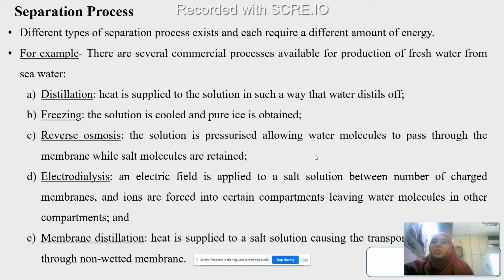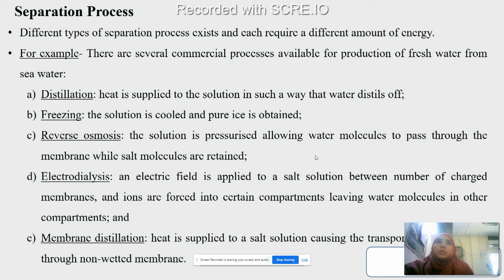Next, coming to separation processes. Different types of separation processes exist and each requires a different amount of energy. For example, let us take a simple example, which is production of fresh water from seawater, the desalination. Desalination of seawater can be achieved in many ways. The first one is distillation. In distillation, heat is supplied to a solution in such a way that the water is distilled off.